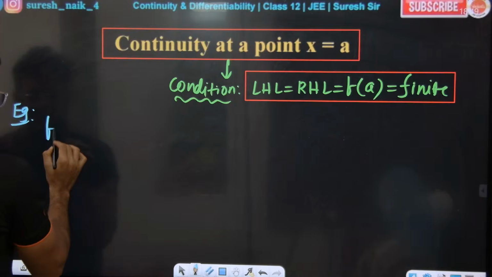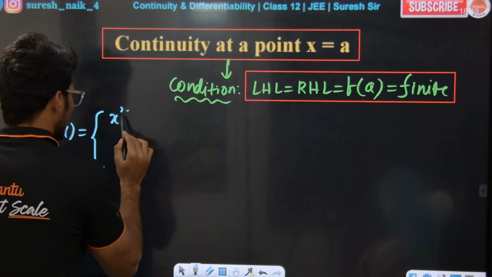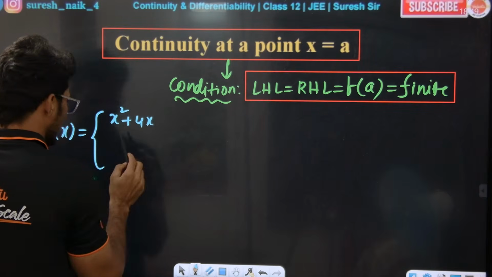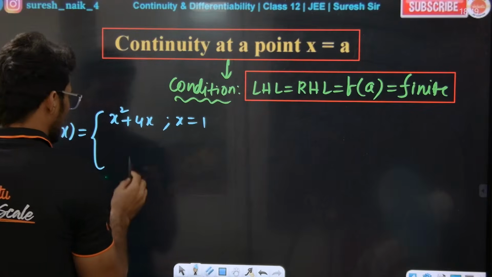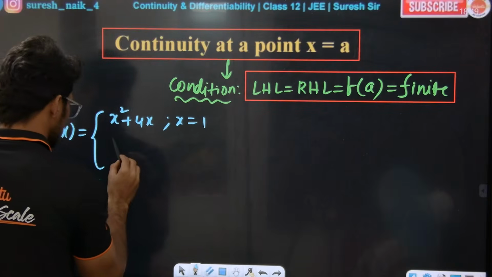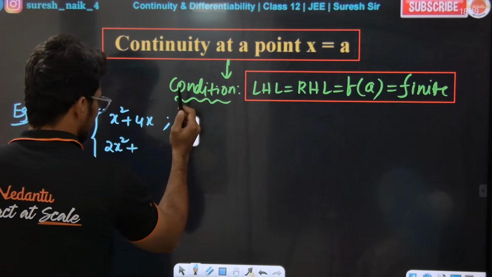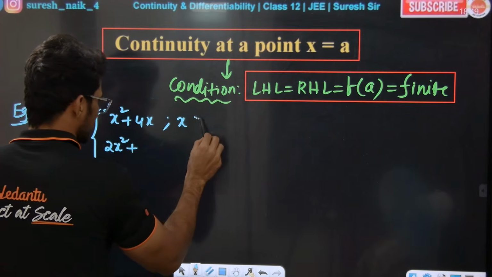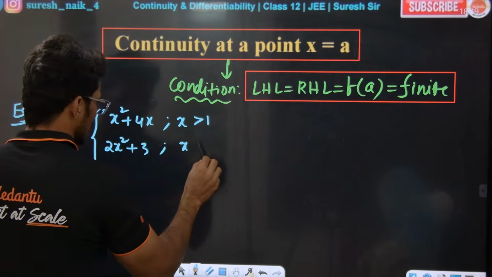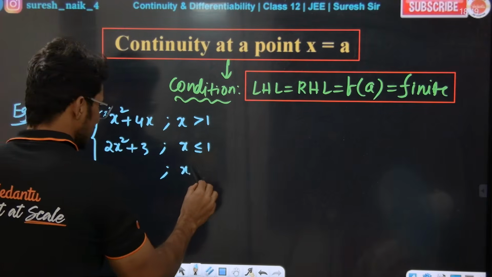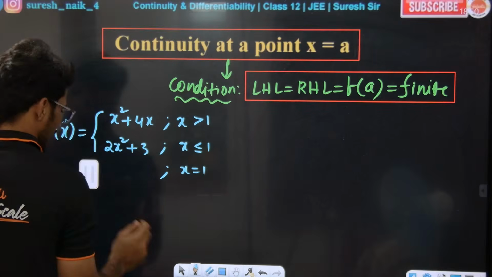Let me give an example. Sir, f of x is equal to, let me say anything, x square plus 4x. Are you getting the point? Whenever x is equal to 2 or x is equal to 1, you say. Now let me say f of x is equal to 2x square plus something, for x lesser than or equal to 1, and something else for x greater than 1, or anything you say, no problem. Okay, and x lesser than or equal to 1. When x is equal to 1, let's say the function is called 8. Are you getting the point? Function is called 8.